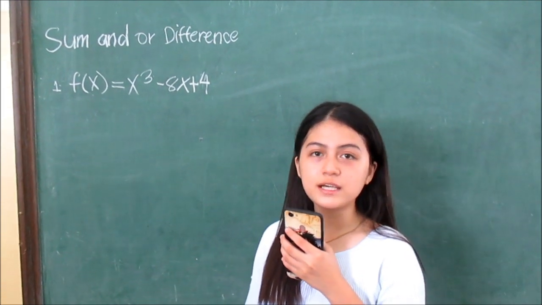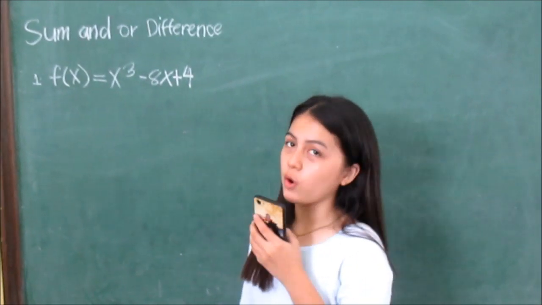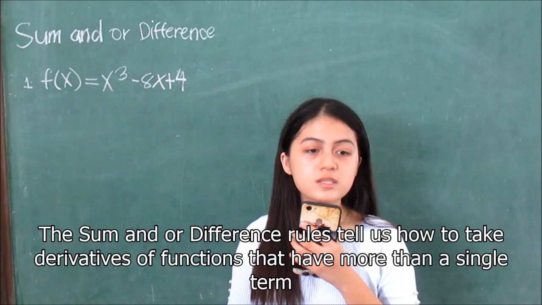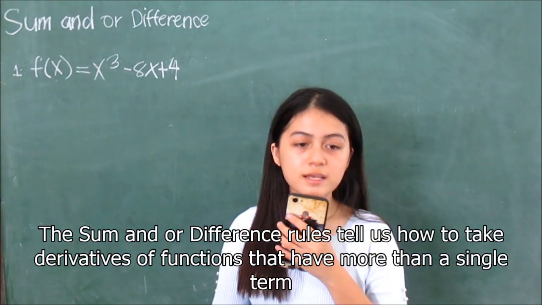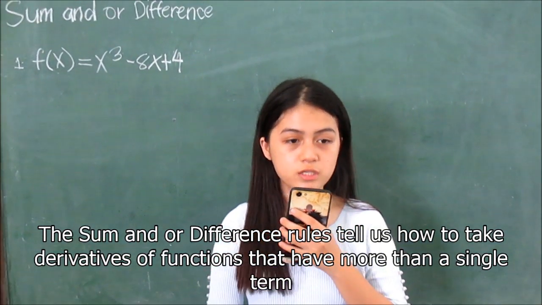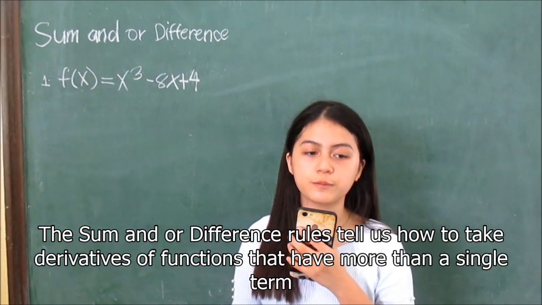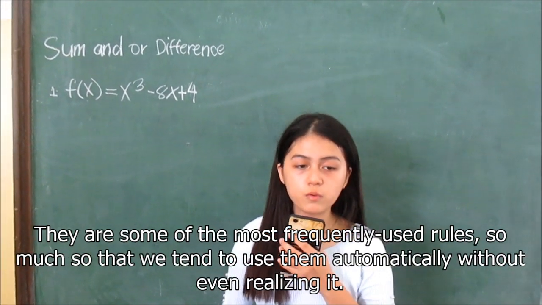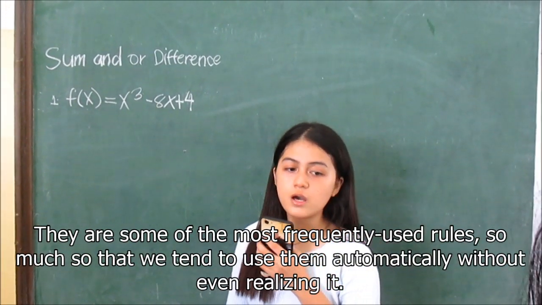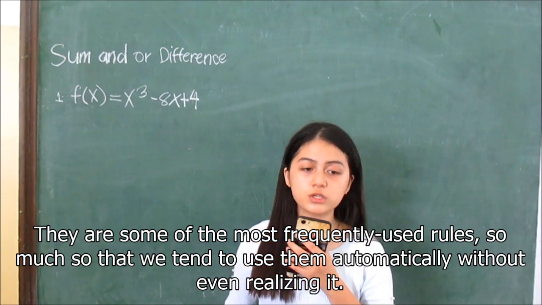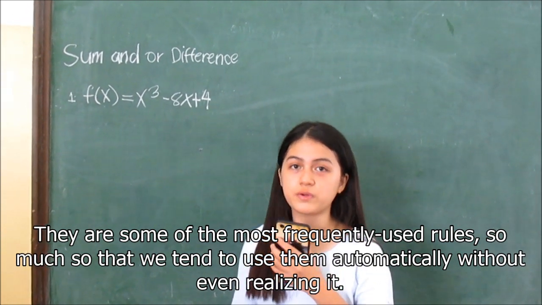So first, let me tell you what the sum and or difference is. The sum and or difference rules tell us how to take derivatives of functions that have more than a single term. They are some of the most frequently used rules, so much so that we tend to use them automatically without even realizing it.